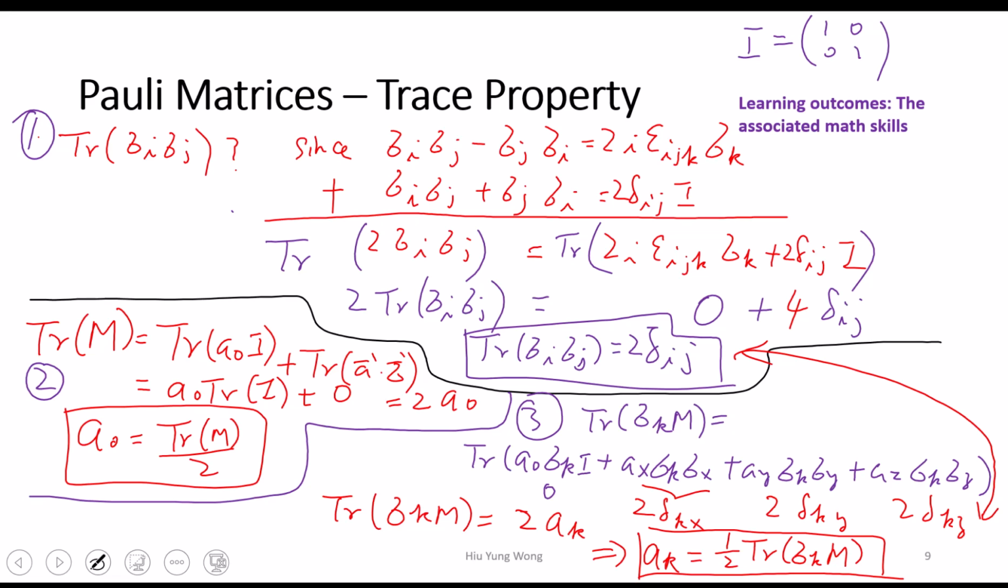So if I give you a general 2x2 matrix, you can decompose it into the components A0, AX, AY, AZ by using this equation. It's not very clear now why we want to use this, but it will be clear soon. Any questions?